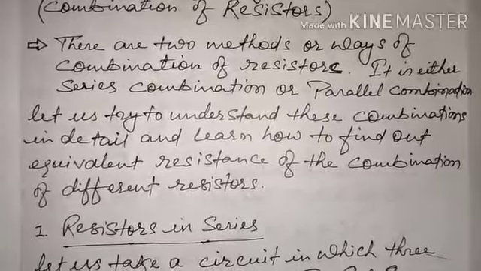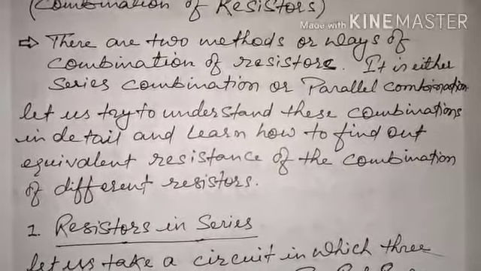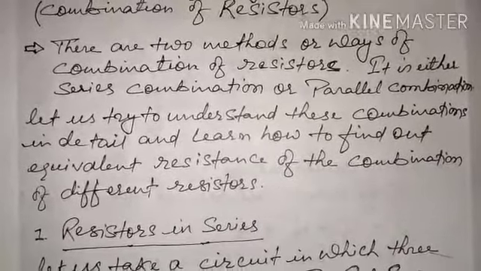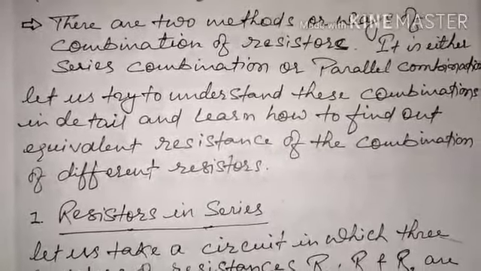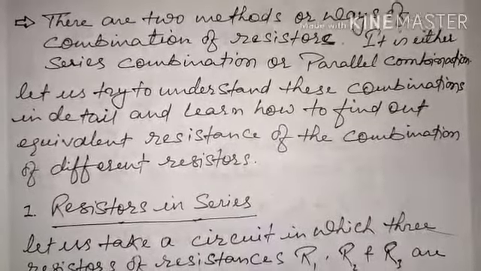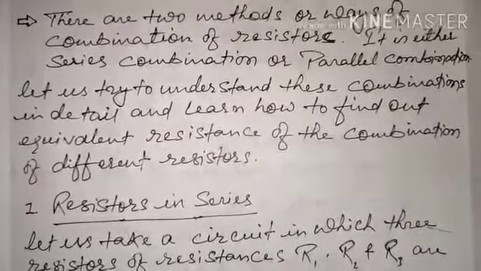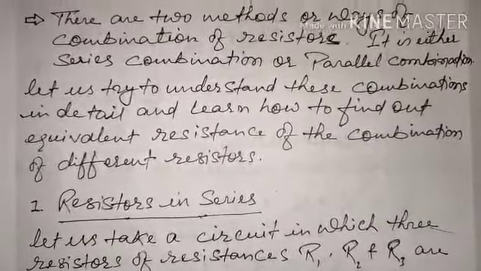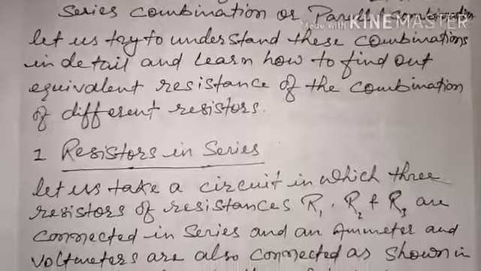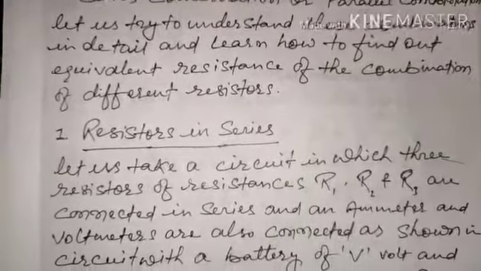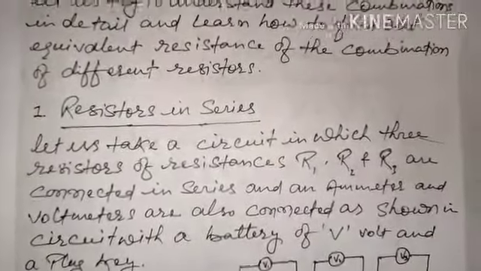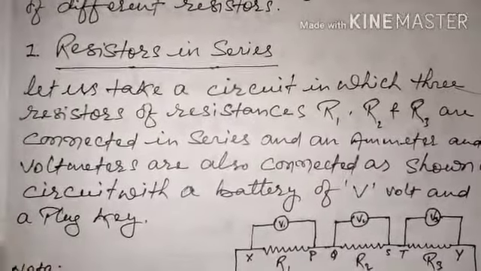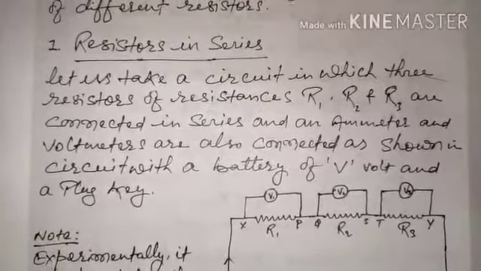There are two methods or ways of combination of resistors. It is either series combination or parallel combination. Let us try to understand these combinations in detail and learn how to find out the equivalent resistance of the combination of different resistors, as I had already discussed with you. Now just trying to write all the things in a proper way so that the viewers understand the contents. Okay, let's move on now.